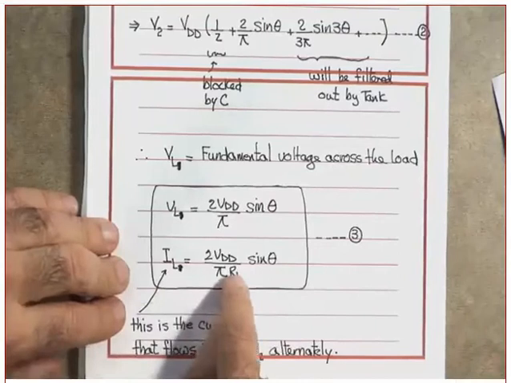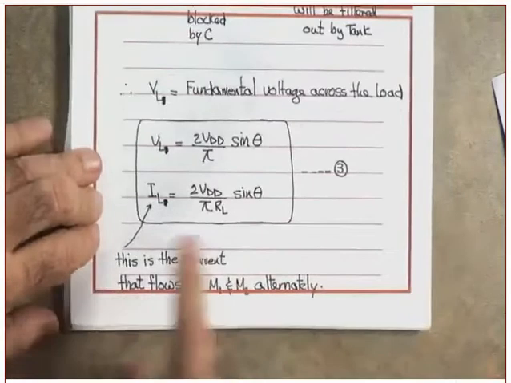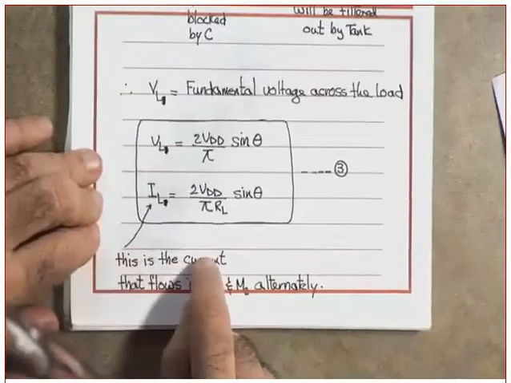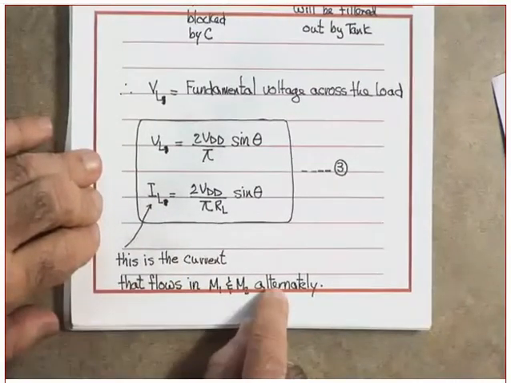Did you answer what I did? I just divided by what? By RL, the load. What is the power delivered? By the way, this is the current. This is the current. I want you to see this and see if you understood it.